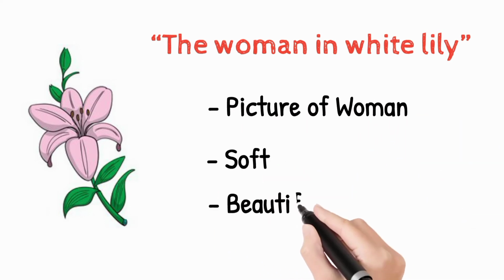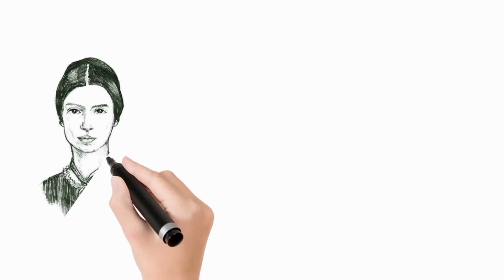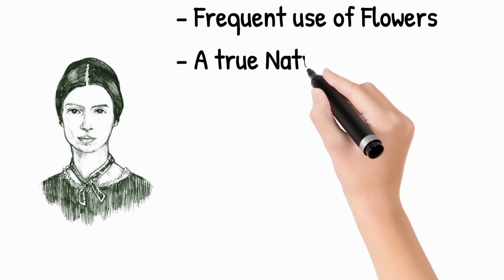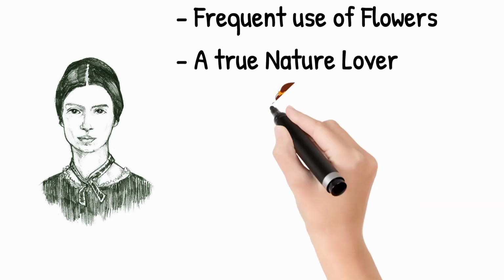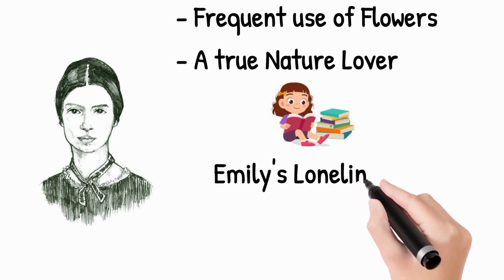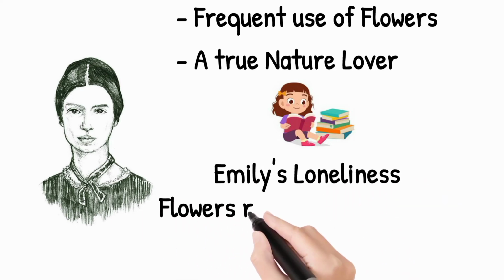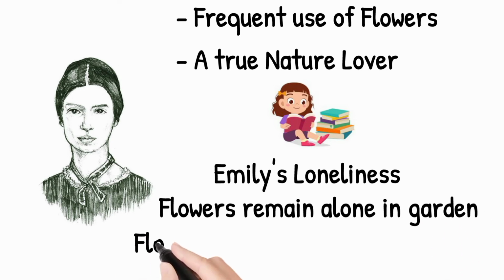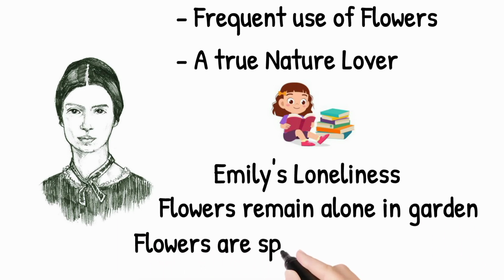like a lily. There is frequent use of flowers and garden in the poems of Emily Dickinson, which apparently makes Emily a true nature lover just like Wordsworth. But when these poems are examined in depth, it is clear that they all show Emily's loneliness, as all these flowers remain alone in the garden, and even if some butterflies or bees come to them, they come to quench their thirst, not just to see their beauty or to meet the flowers.